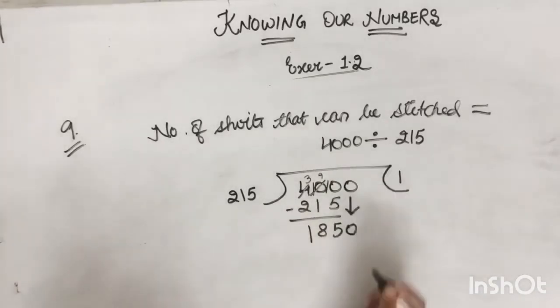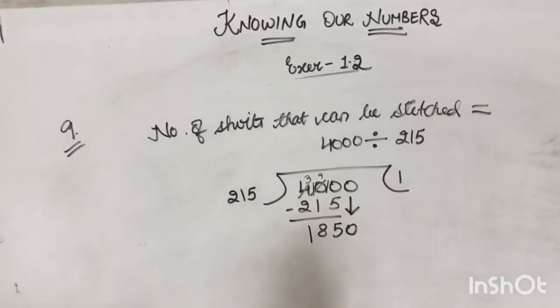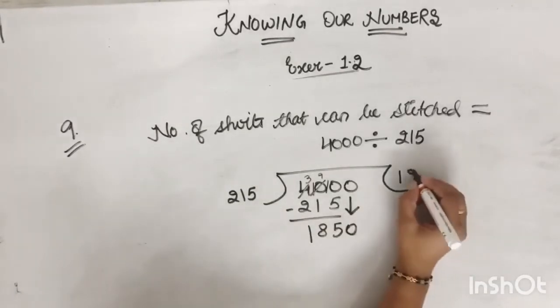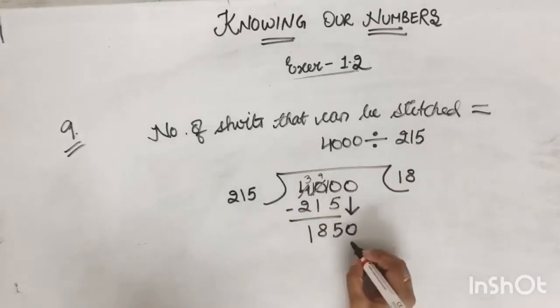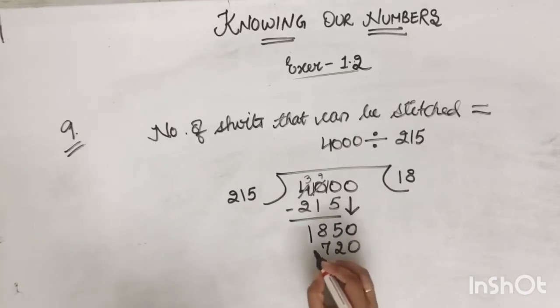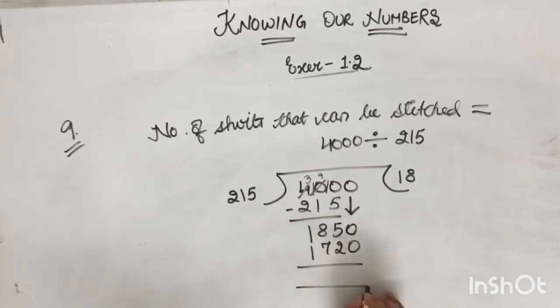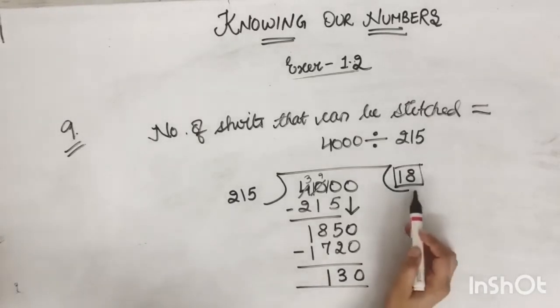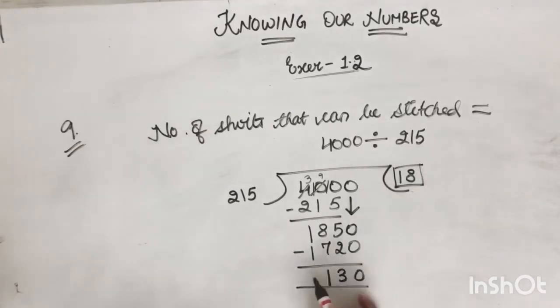Now what we'll do? So now which number we'll take in the question? We'll take 8. So subtract this, it will be 130. So now how many shirts can be stitched? 18 shirts can be stitched. Now we are left with the remainder 130. It means cloth remaining is 130 centimeter.